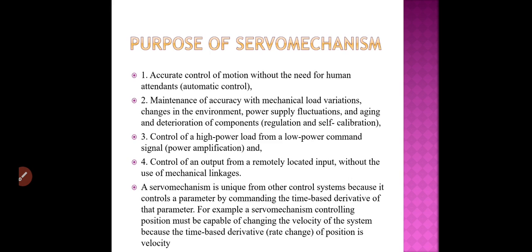How? It controls a parameter by commanding the time-based derivative of a parameter. For example, a servo mechanism controlling position must be capable of changing the velocity of the system because the time-based derivative, the rate of change of position, is velocity. A servo mechanism controlling position must be capable of changing the velocity of a system. This is a unique characteristic of the servo mechanism.